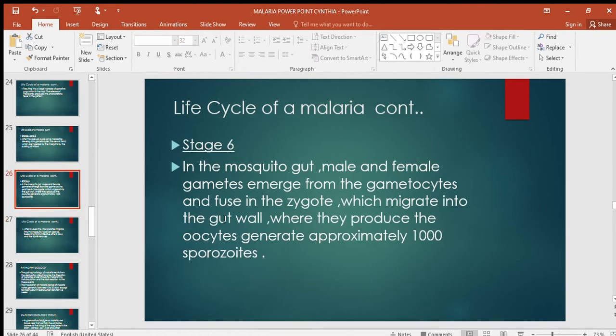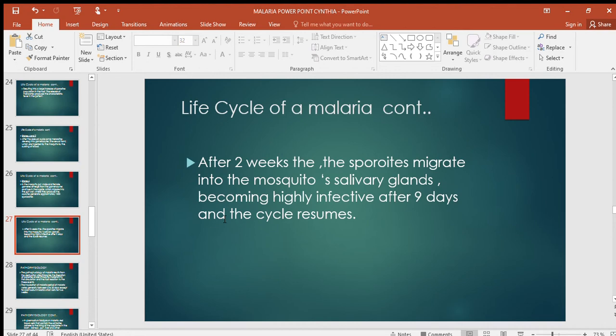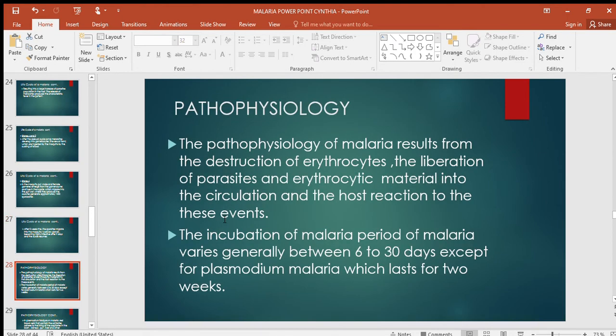those sporozoites will migrate from the mosquito gut, from the mosquito GIT, into the salivary gland. This simply means that those sporozoites are now mature and are ready to infect someone. So this mosquito will now be able to transmit the sporozoites to cause malaria when it bites someone who is not infected, and the cycle starts. So this is the life cycle of a malaria parasite. I hope that is loud and clear.